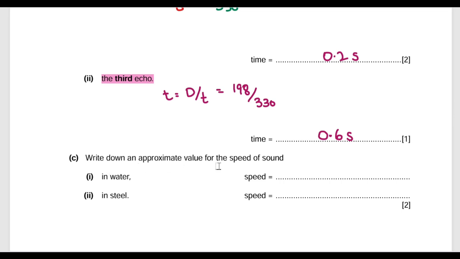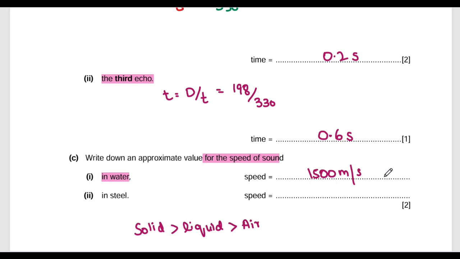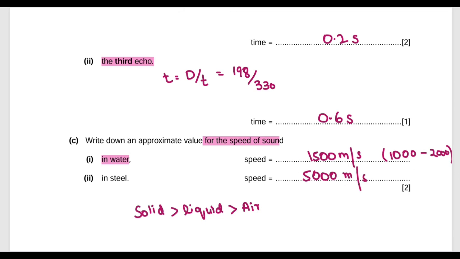C part is saying write down an approximate value for the speed of the sound in water. As you know, speed of the sound varies in every medium. In solid, it has the greatest speed, then it has lesser speed in liquids and the least speed in air. So for water, it would obviously be greater than 330 and the value is 1500 meter per second. And you can give any answer between this range. In steel, the value would be even greater than 1500 and it is in range 5000 to 6000. You can write any value within the range.